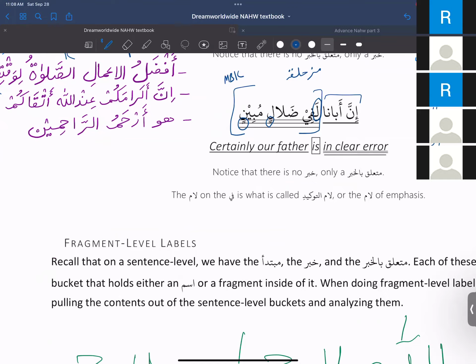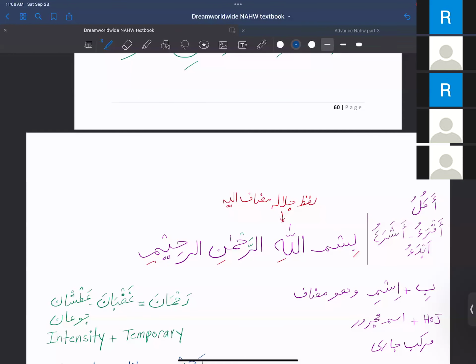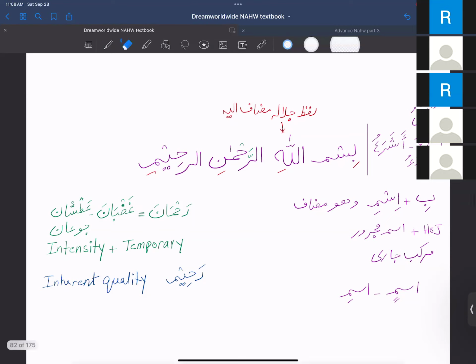Okay, so now, last class, someone requested a breakdown for Bismillahir Rahmanir Rahim. So I put something over here for you guys, but you guys are going to do it, and we are going to take turns. So now, Bismillah. What do you notice over here? What do we see? Harfu jar ba, ba ismi. One person at a time, please.